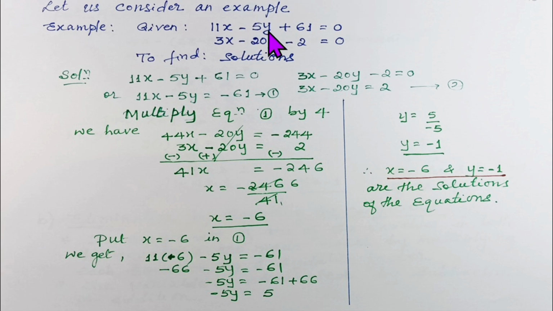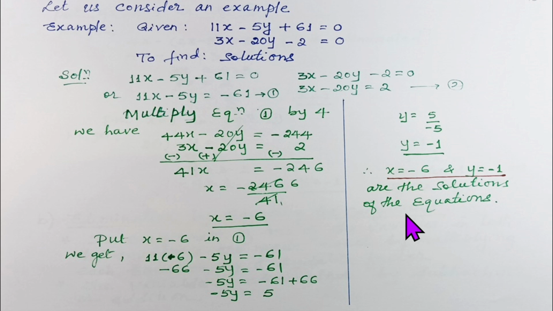We are given two equations, 11x minus 5y plus 61 equal to 0, and 3x minus 20y minus 2 equal to 0. If we want to eliminate y, we have to make their coefficients the same. So I have to convert 5 into 20, and for that I have to multiply the first equation by 4. By multiplying by 4, I get 44x minus 20y plus 244 equal to 0, and we can now add or subtract. I have subtracted here, 44x minus 3x, and so on. We get 41x is equal to minus 246 and x is equal to minus 6. Now put the value of x is equal to minus 6 in one of these equations, then we get y is equal to minus 1. Therefore x is equal to minus 6 and y is equal to minus 1 are the solutions of the equations.